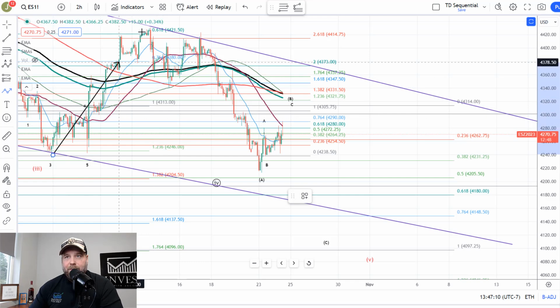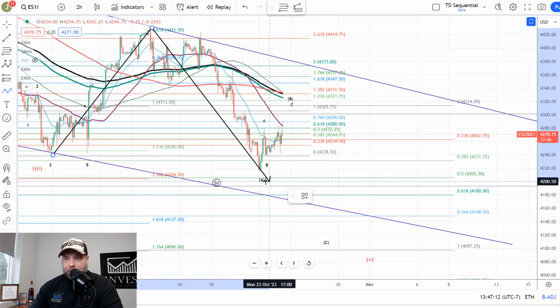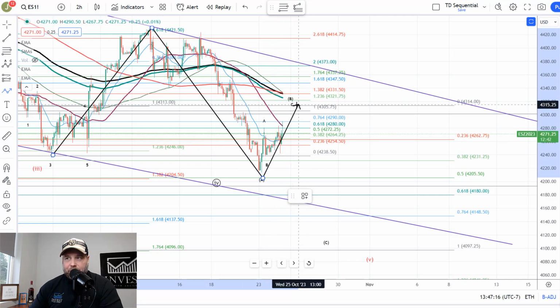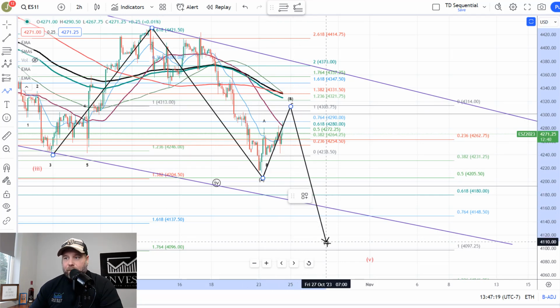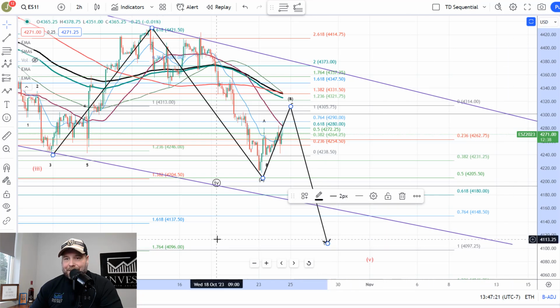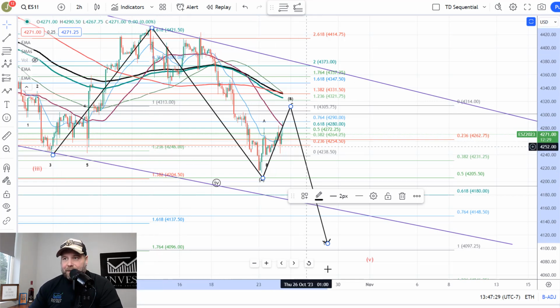Off of this move up in wave 4, we would count this as A of 5, and then we're trying to complete this B wave of 5 up toward 43.15. Then we look for the C wave down toward the 40.96 area. So that's kind of the overview of what we're looking at. Again, wave 3 ended back here around 42.50 or so. Wave 4 up, and then you get an ABC down for 5 into the 40.97 area.